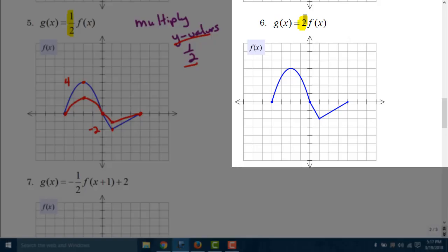So what happens when we multiply something by 2? Well, we're going to multiply those y values by 2. So again, our 0 times 2 stays 0. This 4 times 2 is 8, I'm going to squeeze it up here. So it's going to go way tall and come back down. This, of course, was negative 2 times 2 is negative 4. So way down here and then back to 0. So it makes it twice as tall.